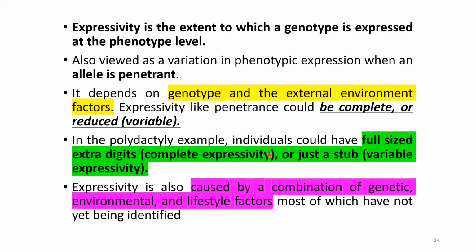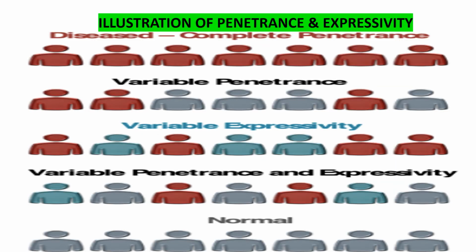expressivity. When the extra digits are shown, it's an example that there's full penetrance and it is fully expressed. Or it could just be a stub, in which case it is not fully expressed but variably expressed. So genetic, environmental, and lifestyle factors also affect penetrance. This is an illustration to show penetrance and expressivity.